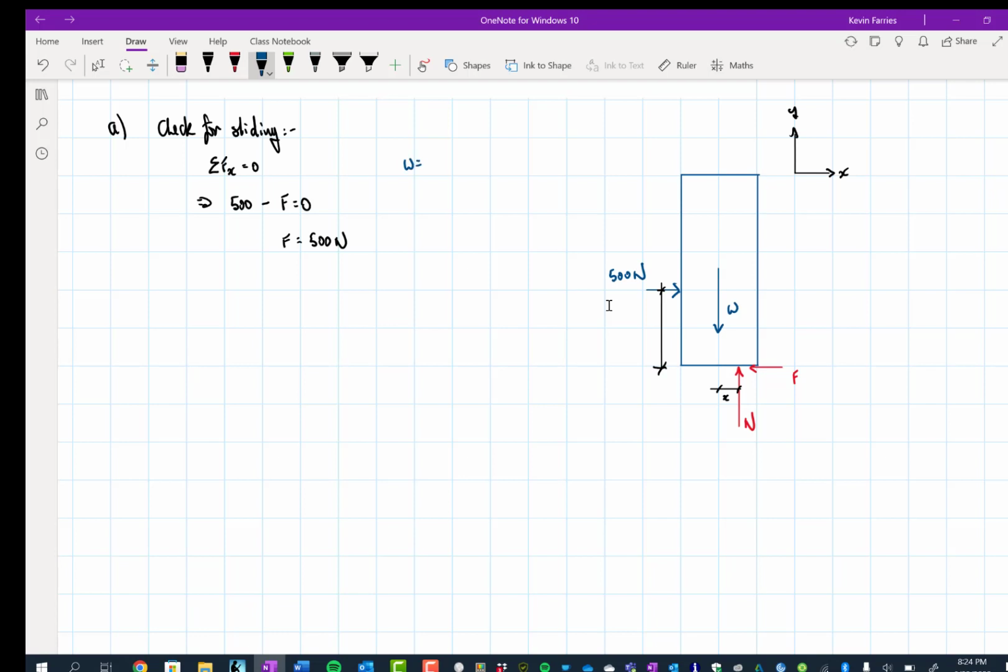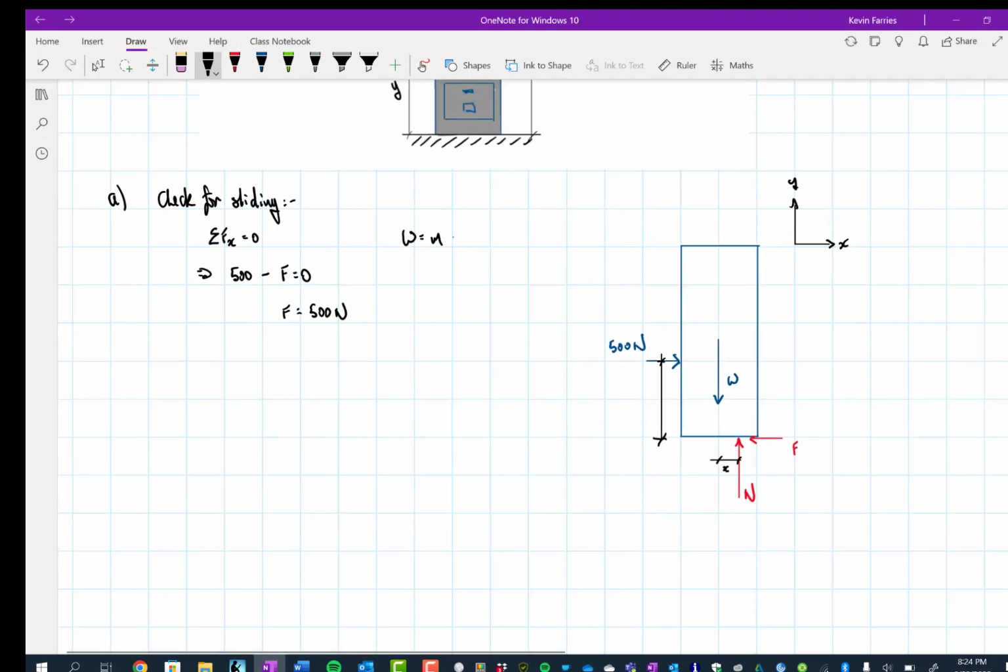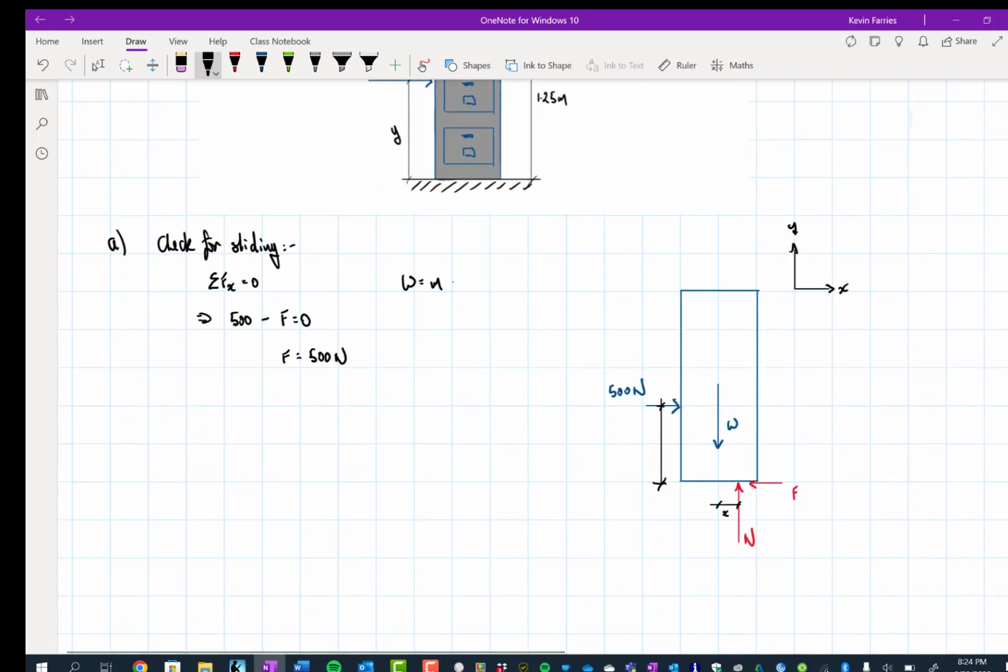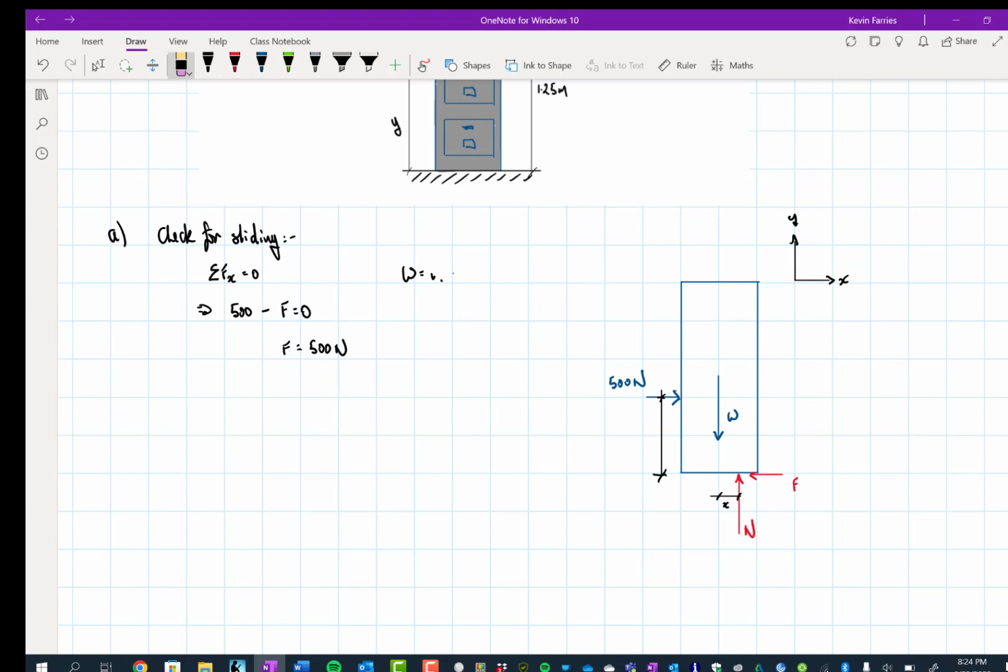So W is going to be mass times, no, it gave us it in kilonewtons, didn't it? So 2 kilonewtons is what the cabinet weighs, so we don't have to worry about that. W is just 2 kilonewtons. So therefore Fs, which is equal to the normal force.